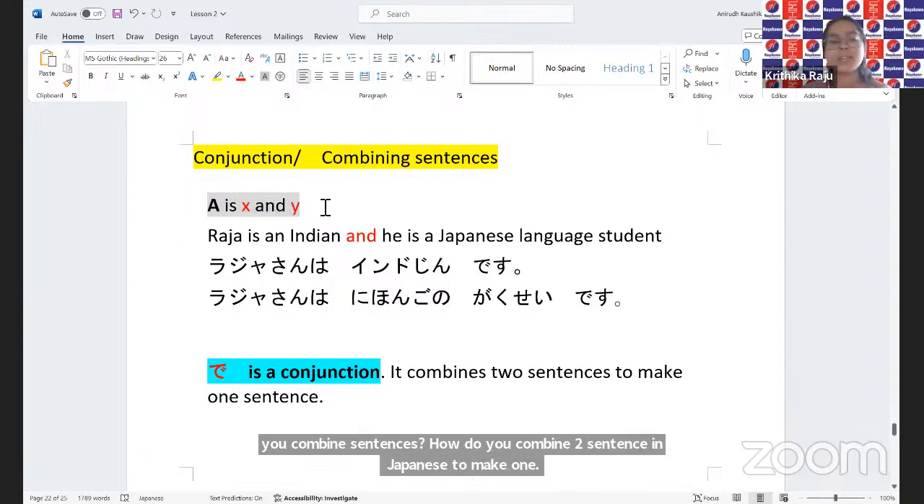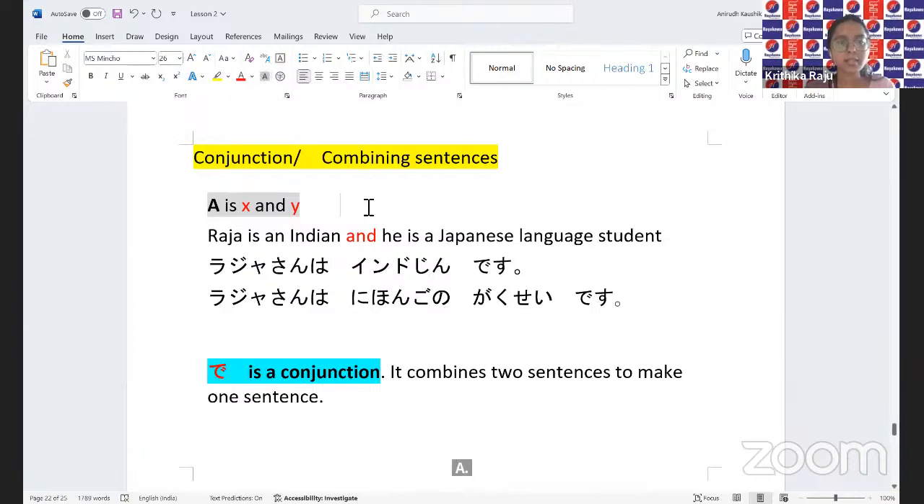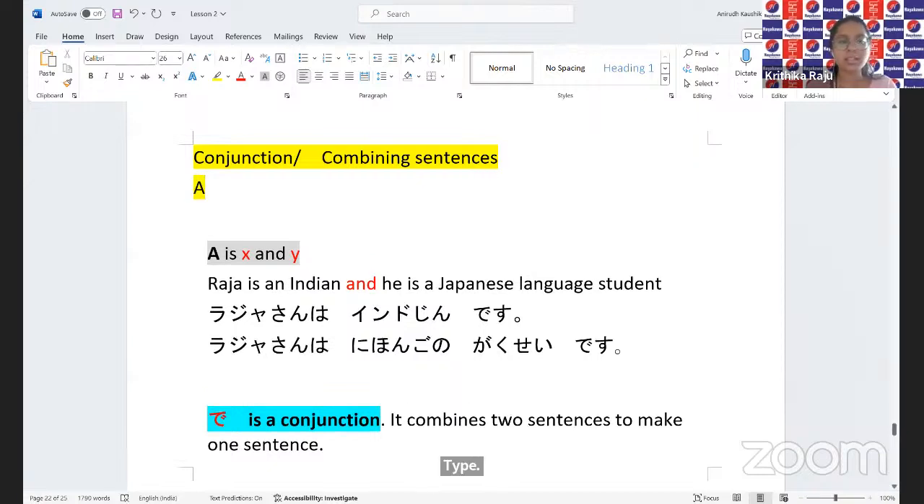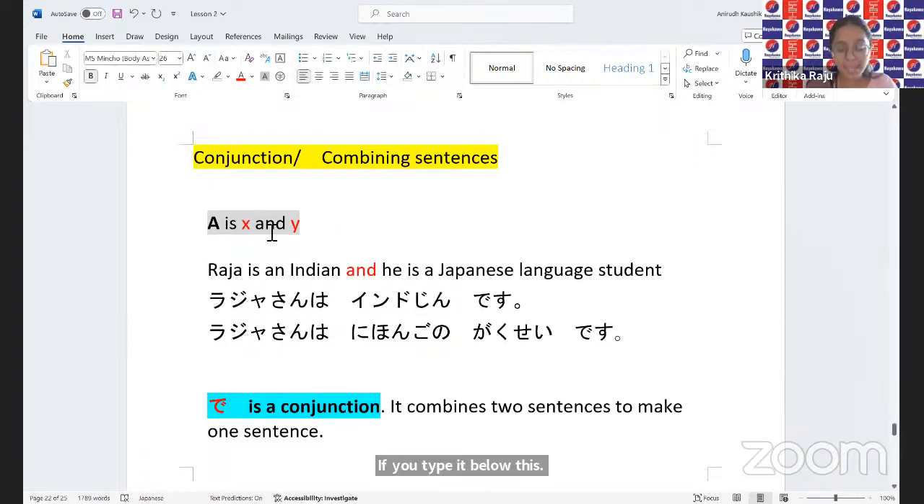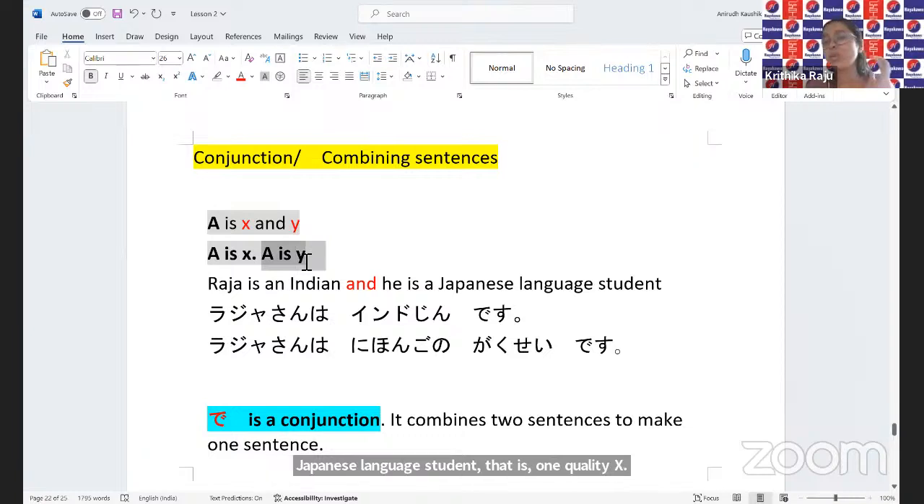A is X and Y. Okay. For example, you want to say A is X, full stop. A is Y. This is what we've been seeing so far. Right? Same person with one quality X, the quality of being a Japanese language student, that is one quality X. And then the same person with another quality Y, for instance, being an Indian nationality. Okay, now you can combine these two into one sentence to make A is X and Y.